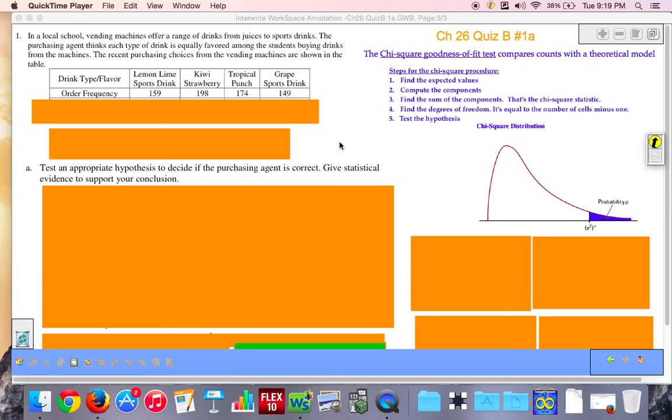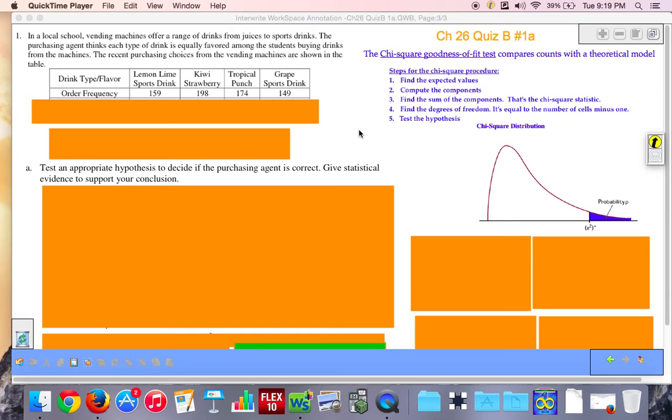In Chapter 26, Quiz B, Question 1A. In Chapter 26, we're discussing the chi-square distribution. In this particular problem, we're talking about the chi-square goodness of fit test. There are three chi-square distributions that we'll be talking about. And again, in Question 1A, we're going to be talking about the goodness of fit test.